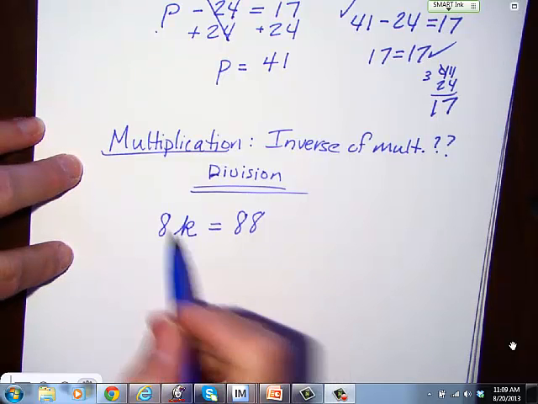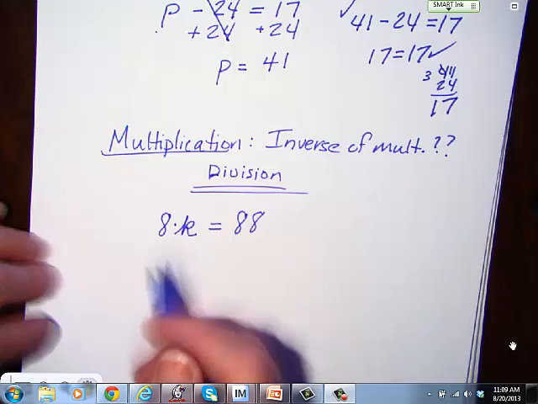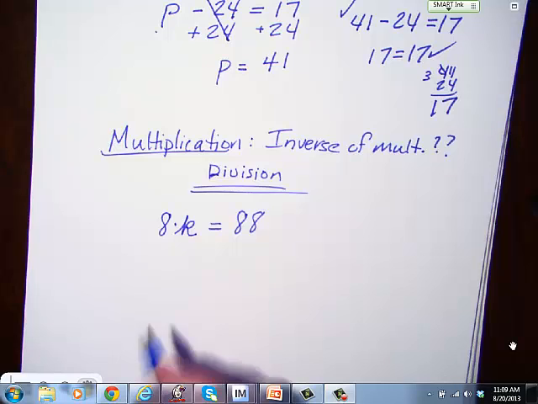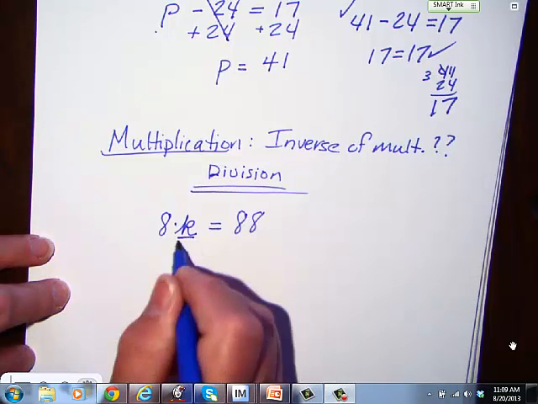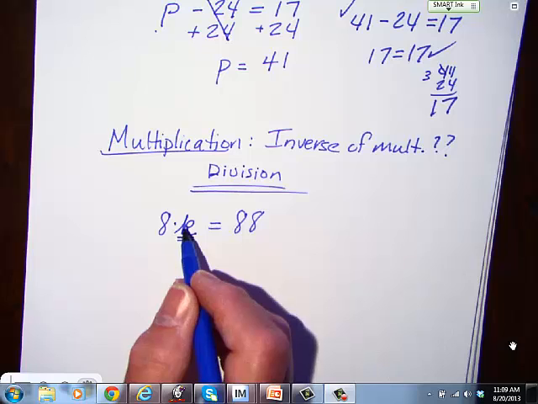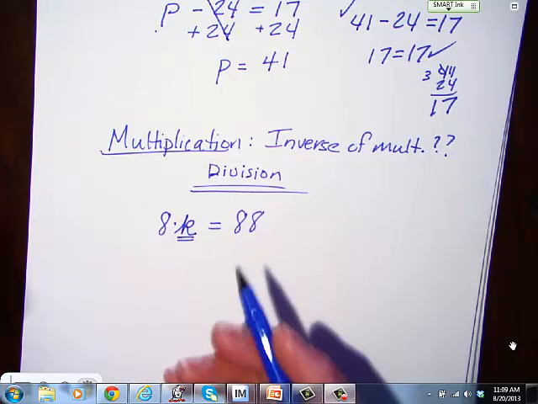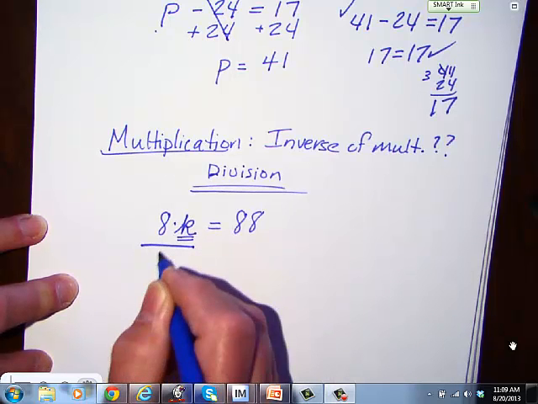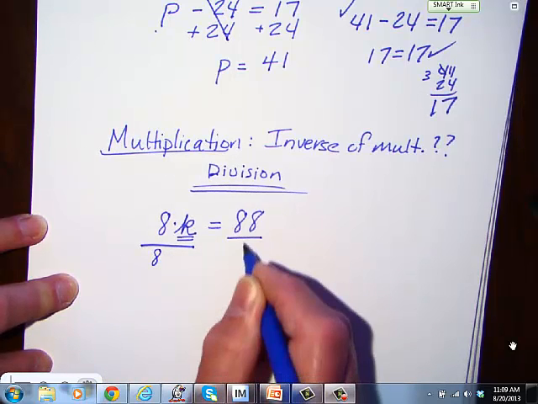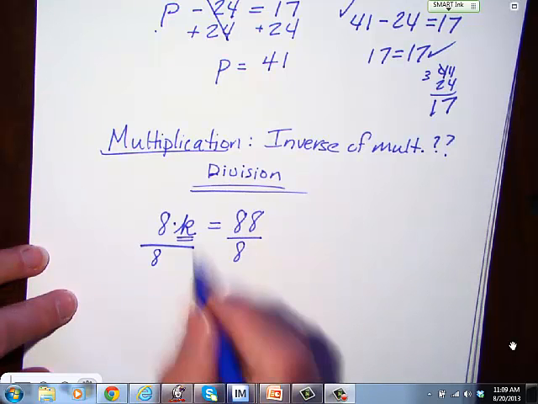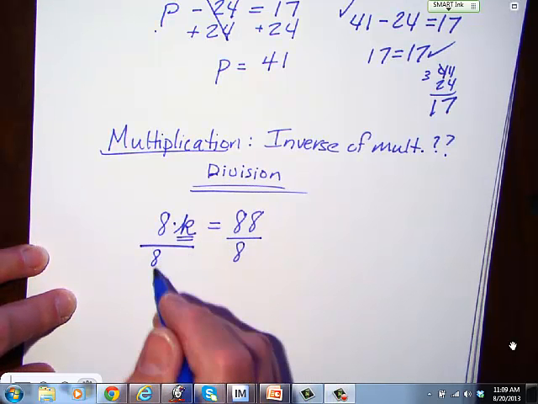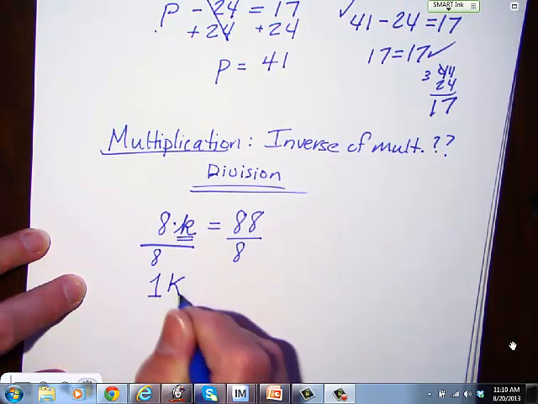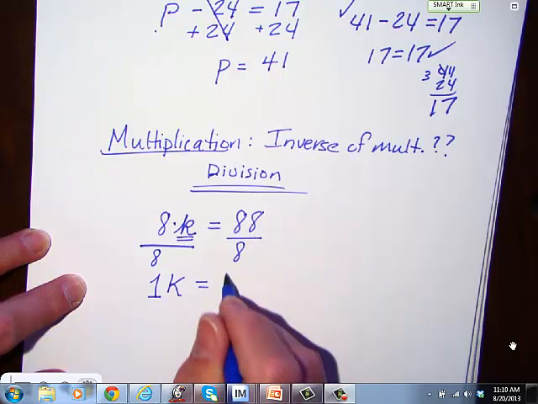But let's pretend we don't for just a second. Okay? We have 8 times k. We know it's times because it's right up against the variable. And we want to solve for that variable, or we want to solve for our missing number. So it's multiplication, so instead of multiplying, let's use the inverse of multiplication, which is to divide. We'll divide this side by 8 and this side by 8. This here becomes 8 over 8, which 8 over 8 today is 1. K equals 88 divided by 8, which is 11.